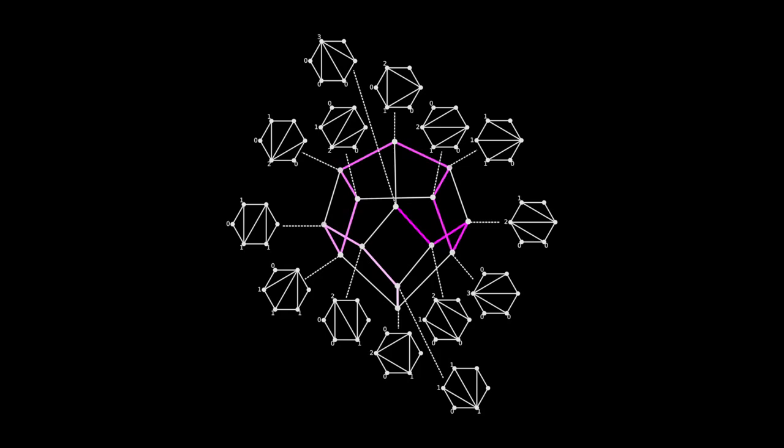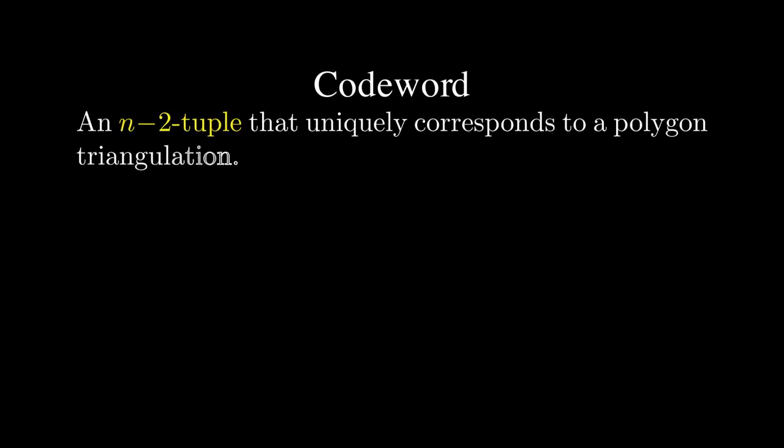However, it turns out Lucas's proof for this is actually quite concise and elegant, and so today we're going to show how she went about proving this. But first, we're going to have to introduce a definition from Lucas's paper, a way to identify each triangulation for an n-gon. This is what Lucas calls a code word, an n-2 tuple that uniquely corresponds to an n-gon triangulation.